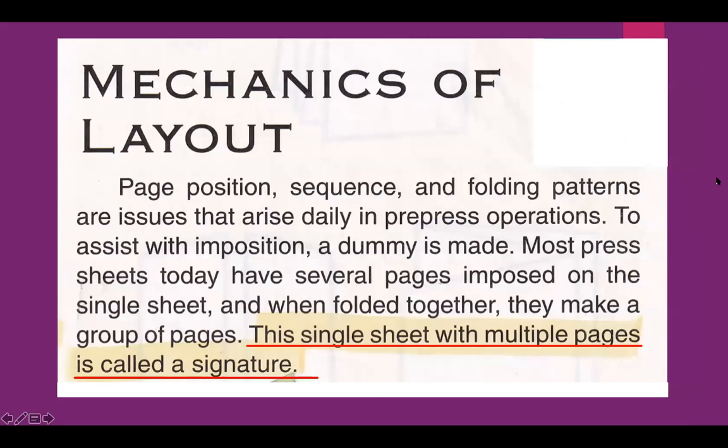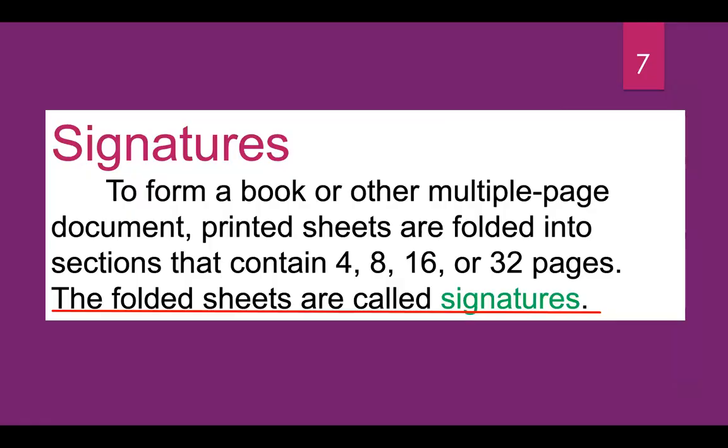So layout is using a single sheet to produce multiple pages. That is called a signature. So layout is how we're going to set things up the way we set them up. If you want to make a book, you're going to use multiple pages, you're going to use a signature.